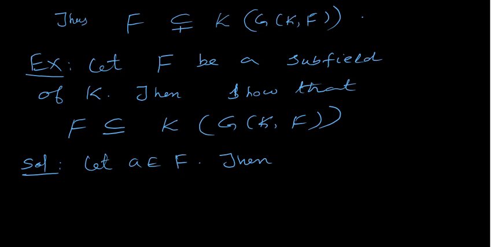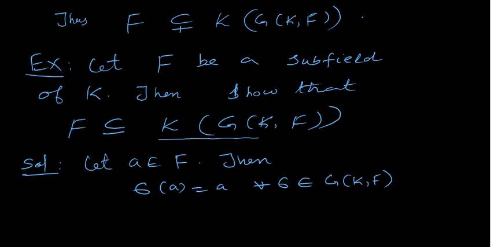अब चूंकि a इसमें है, it means that sigma of a is equal to a for all sigma belongs to G(K/F). क्योंकि G(K/F) की डेफिनेशन ये है कि इसमें वही ऑटोमॉर्फिज्म्स हैं जो F के एलिमेंट्स को फिक्स करें, और वही तो एक्चुअली K(G(K/F)) की डेफिनेशन है. So which means that this a belongs to K of G(K/F). So thus F is a subset of K of G(K/F).